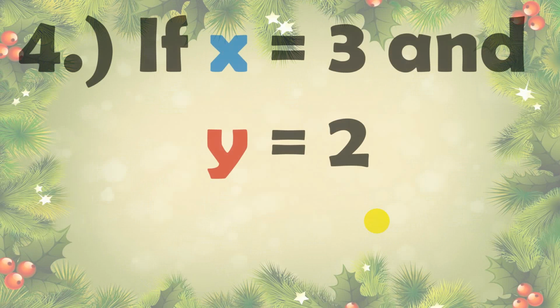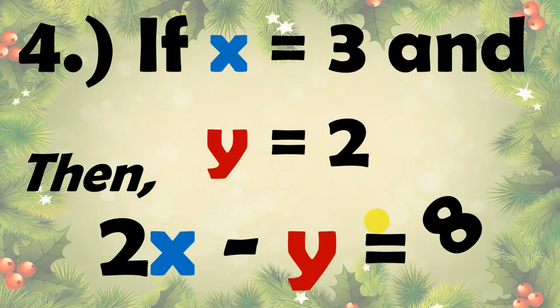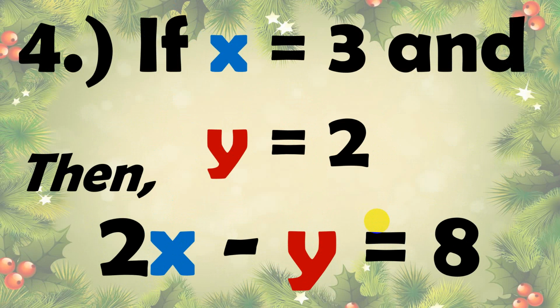If x equals 3 and y equals 2, then 2x minus y is equal to 8. Is it a fact or is it a bluff? That is a bluff. Why do you think it is a bluff? Okay, so later I will explain to you how we should evaluate algebraic expressions.